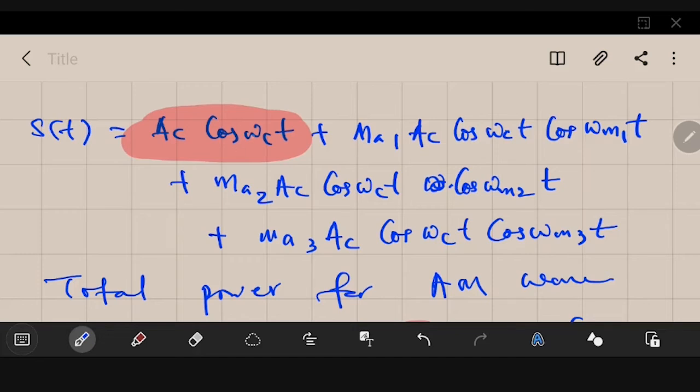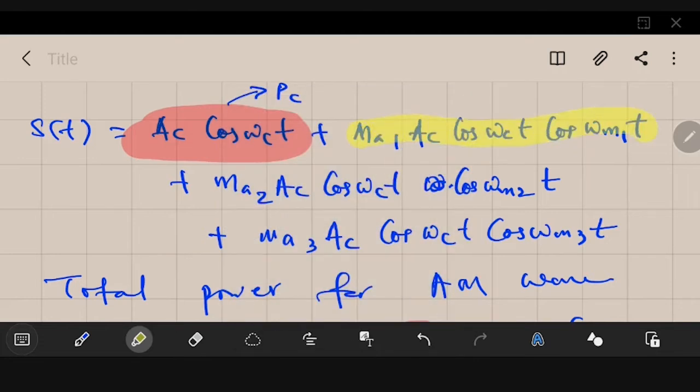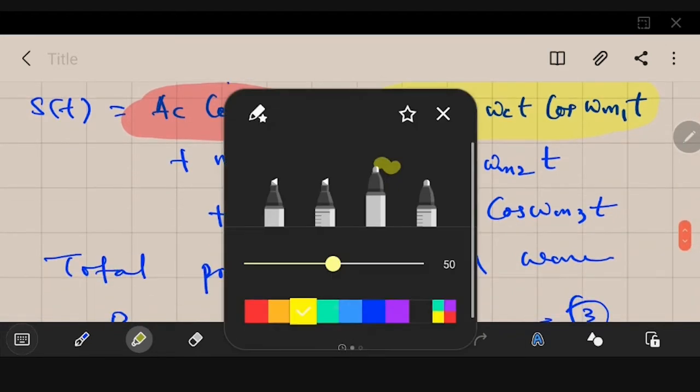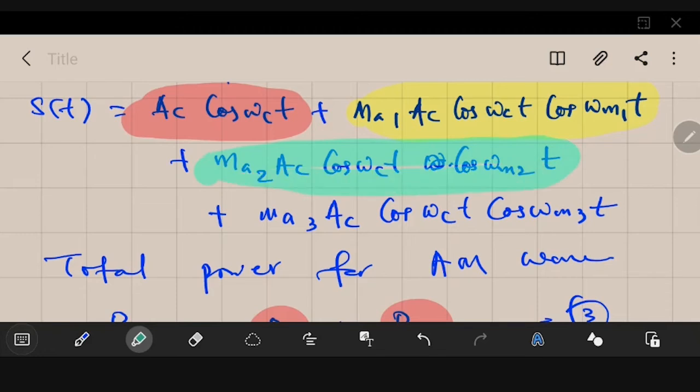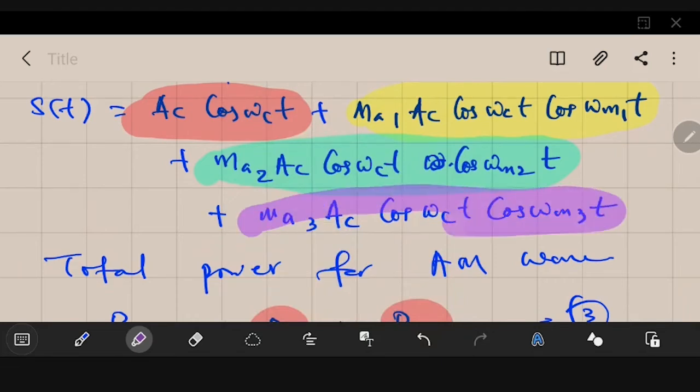So here you would see that this one is having the carrier power PC. And let me show you where the sidebands are located. Here you could see in this expression we have 2 sidebands. Similarly, if I take the next expression, this one is having another 2 sidebands. And then if I take the next expression, here also there will be 2 sidebands. So actually the sideband power is in these yellow, green and violet colored terms, and that red highlighted one is basically the carrier. So let us find the carrier power.